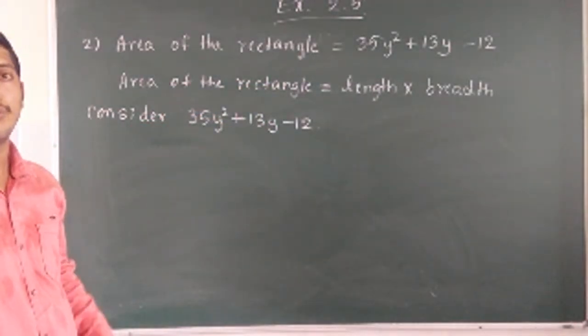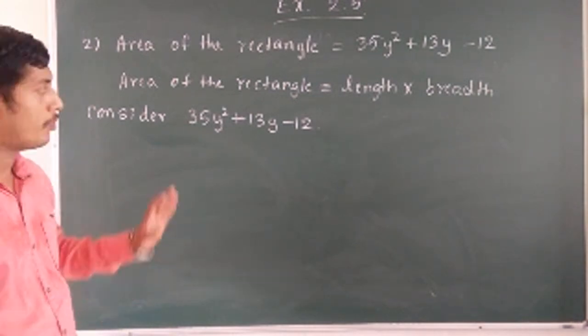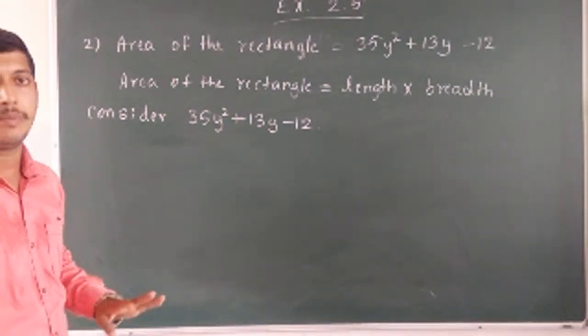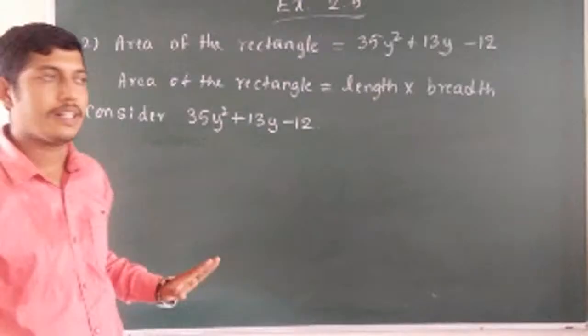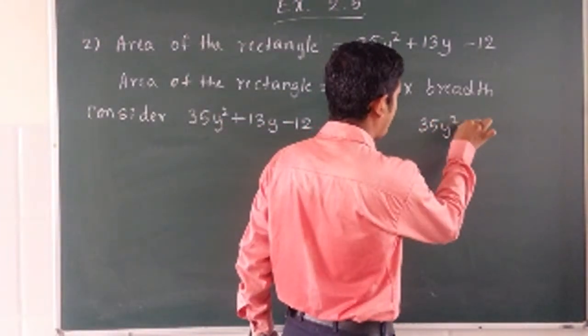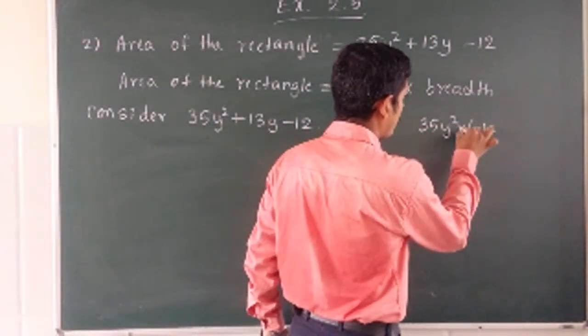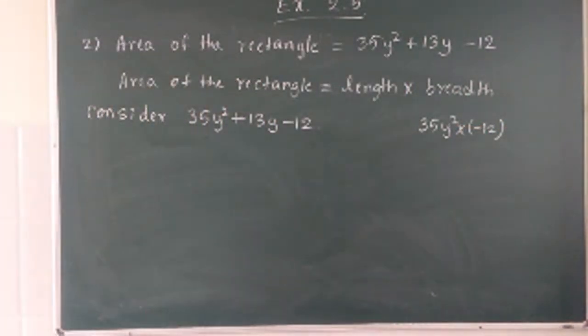Now what we have to do? We have to multiply the first and last term along with the sign. First term is 35y square and last term is minus 2. 35y square into minus 2. Just find the answer first.